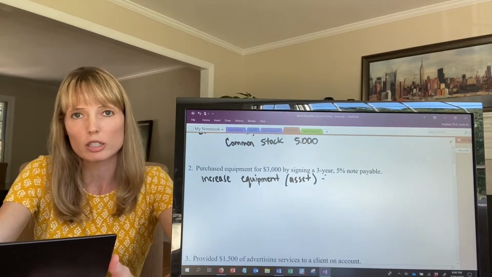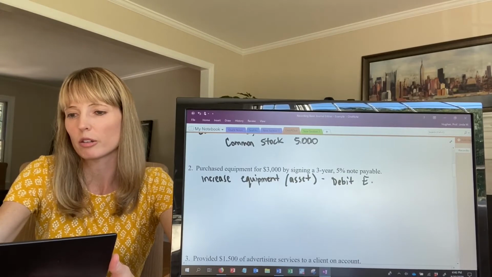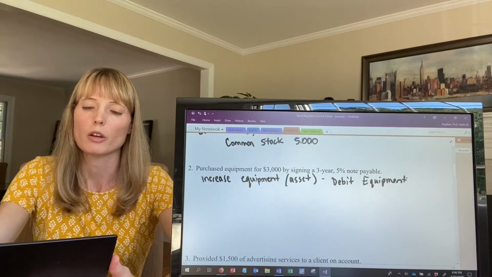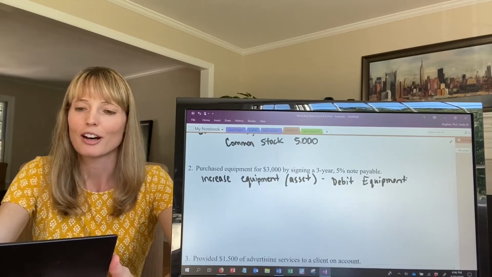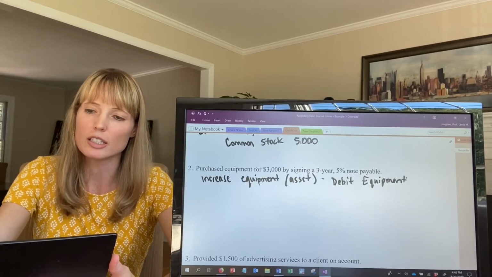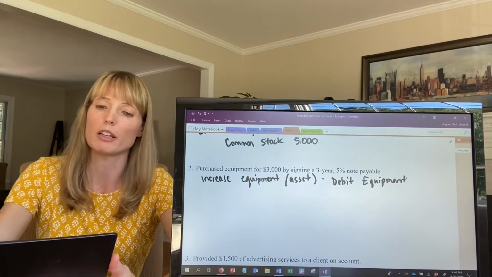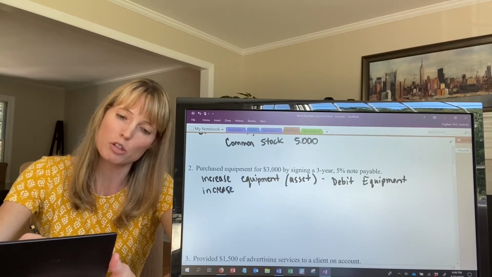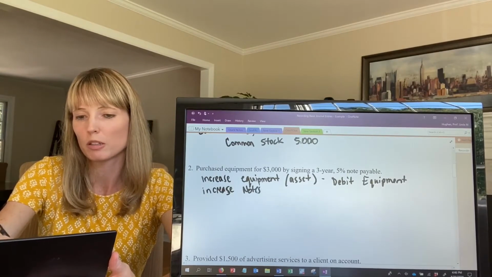And how do we increase an asset? We're going to debit the account equipment. Okay, so the company receives equipment. Nobody just gave it equipment. In exchange for that, the company didn't pay cash. It took out a loan, and we call that loan a note payable. This is a promise to repay in the future plus interest, so we increase the account notes payable.